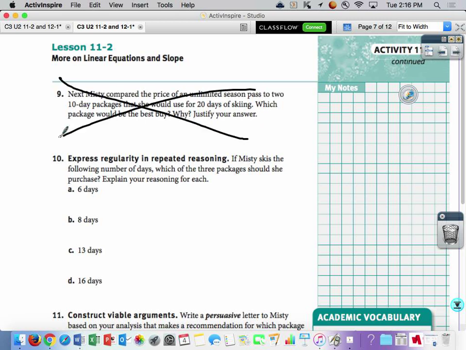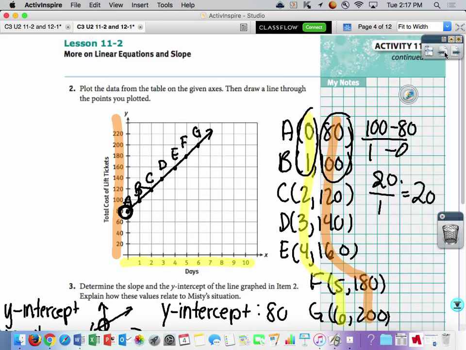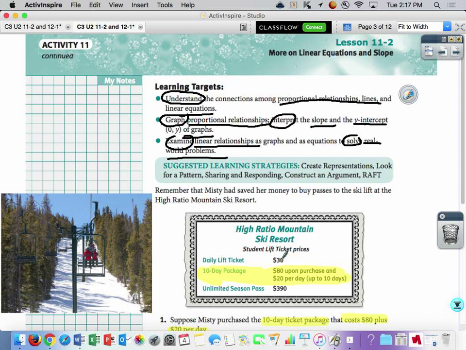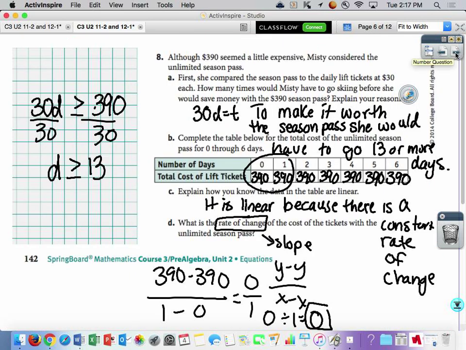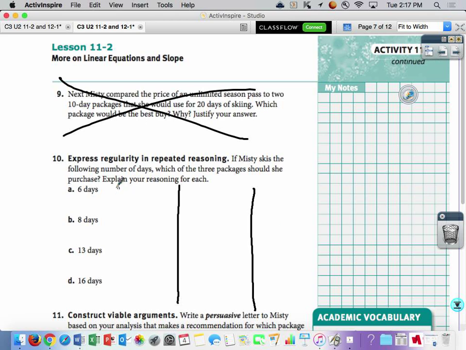Okay. If Misty skis the following number of days, which of the 3 packages should she purchase? Explain your reasoning for each. Okay, so the first thing we came up with was if she spent $30 a day. That's the first package, okay? You remember. So if we flip back, the first one is daily lift ticket, $30 a day. So that was every day she is going to spend $30.